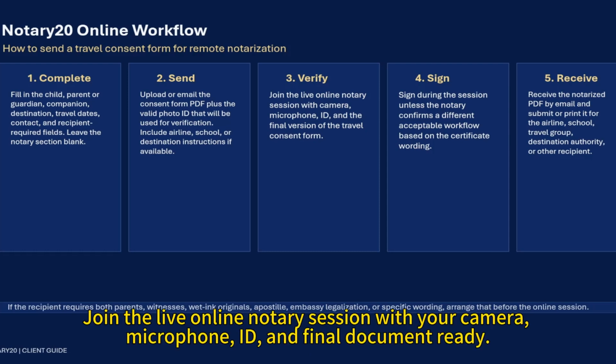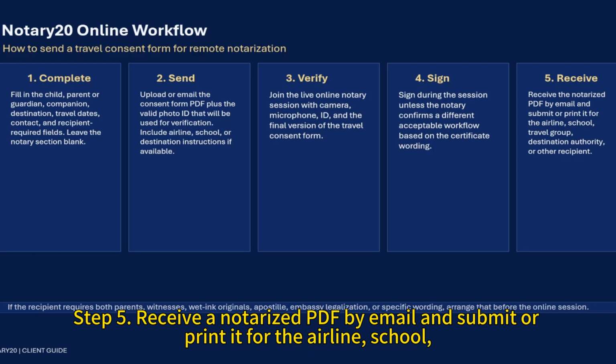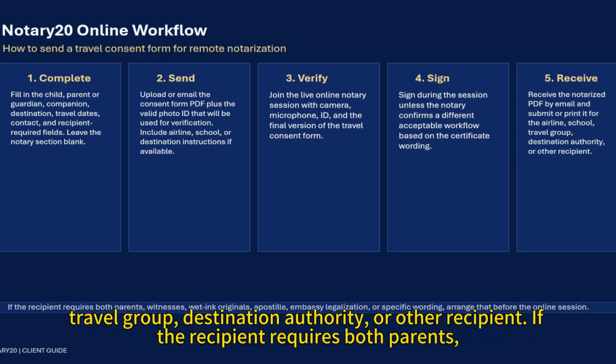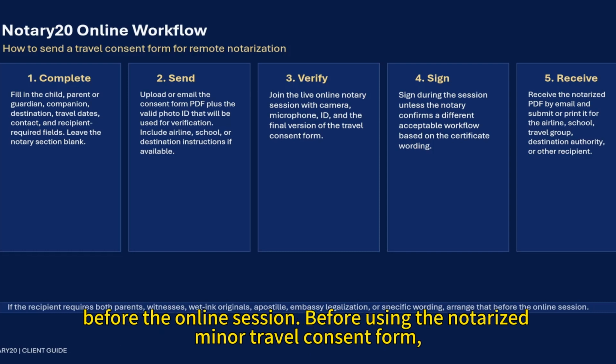Step 3. Join the live online notary session with your camera, microphone, ID, and final document ready. Step 4. Sign the form during the session unless the notary confirms another acceptable process. Step 5. Receive the notarized PDF by email and submit or print it for the airline, school, travel group, destination authority, or other recipient. If the recipient requires both parents, witnesses, original documents, apostille, embassy legalization, or special wording, arrange that before the online session.